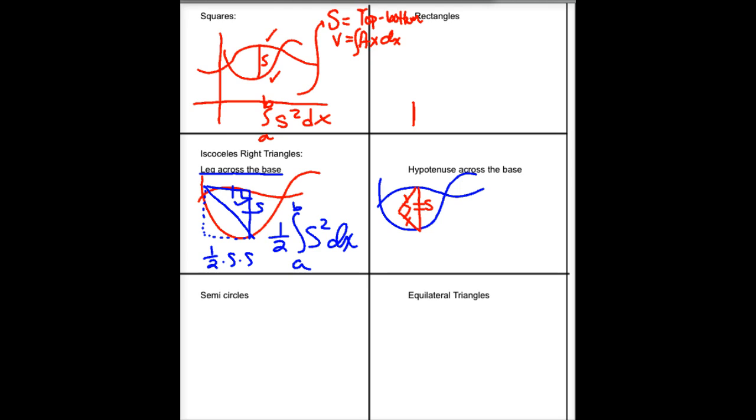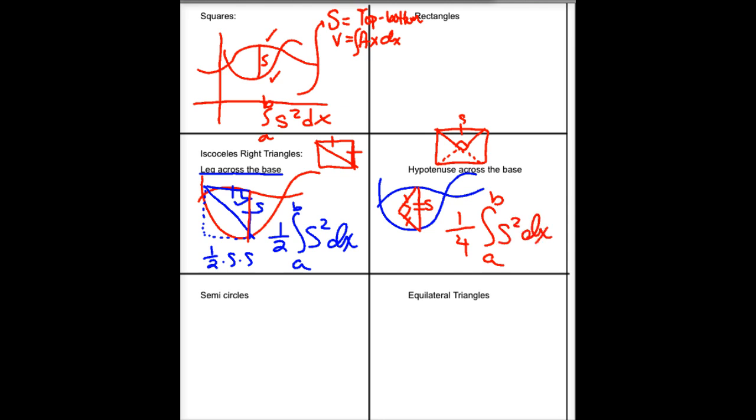We could derive a formula, but I like to have you just look at it. Whoops, that doesn't look like a square visually. So let's take a look at what we've got going here. For this one, when I had the leg as the side right here, I was half of a square. But when I put the hypotenuse across the base, then this is actually the side, and you'll notice I'm a fourth of a square. So what I end up with is a 1/4 multiplier out front. So I do 1/4 the integral from a to b, side squared dx.